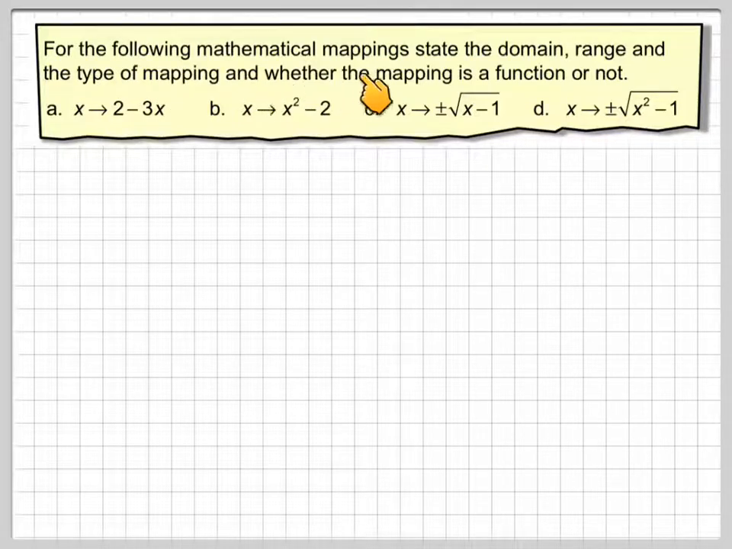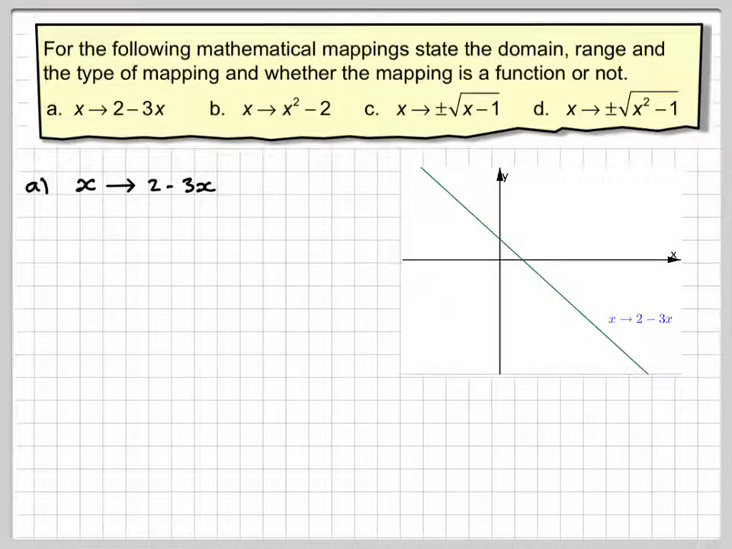For the following mathematical mapping, state the domain, the range, and the type of mapping, and whether the mapping is a function or not. So we've got x mapping onto 2 minus 3x. If we draw a diagram of y is equal to 2 minus 3x, then we're going to get a straight line graph with a gradient of minus 3, and this point here will be 2.